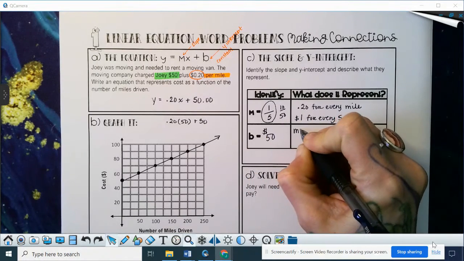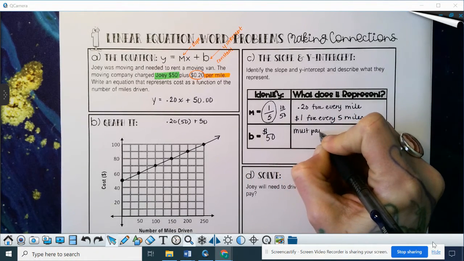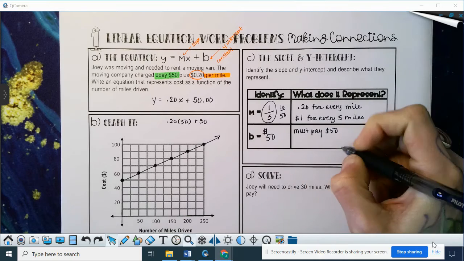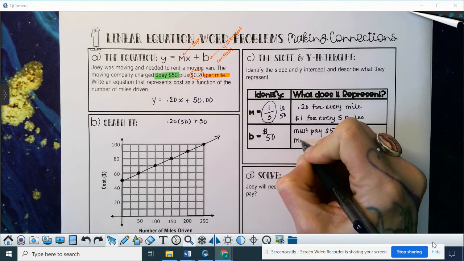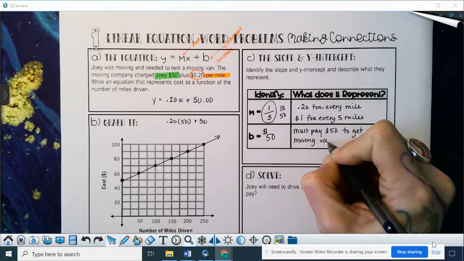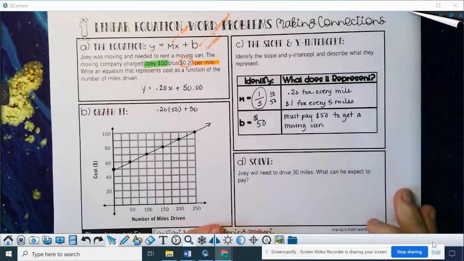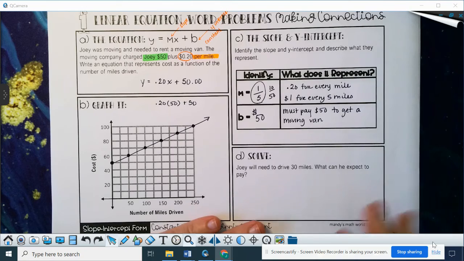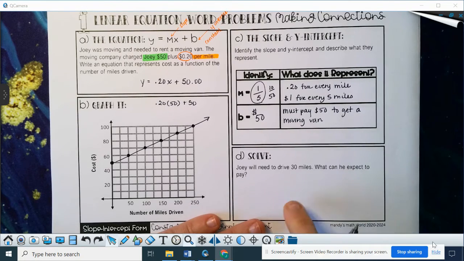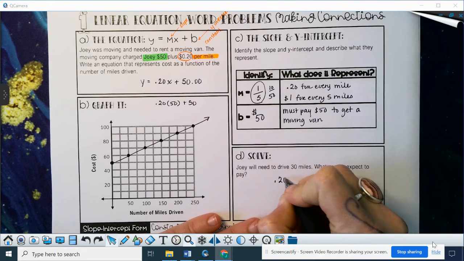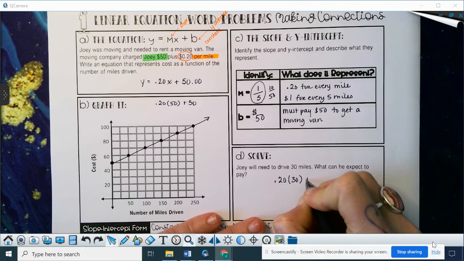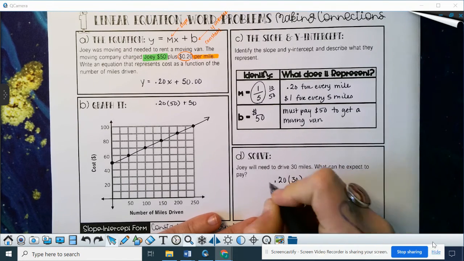So it means that we must pay $50 no matter how far you travel, but just to get a moving van. And then from this information, Joey will need to drive 30 miles. What can he expect to pay? So 30 miles, what can he expect to pay? So that means I'm going to pay 20 cents per mile plus the $50 just to get the van, right?